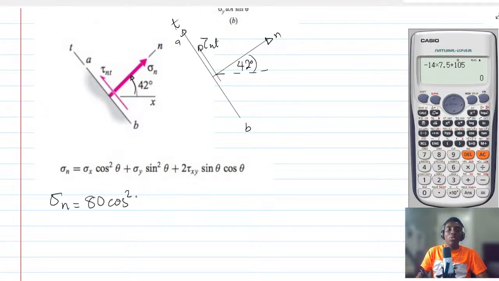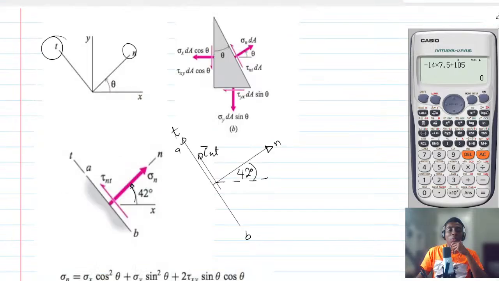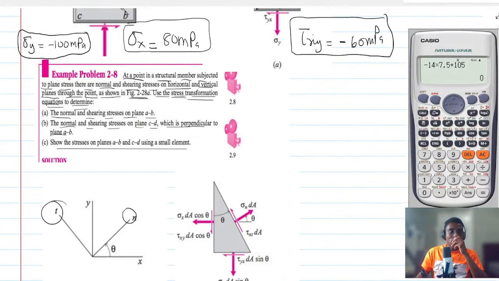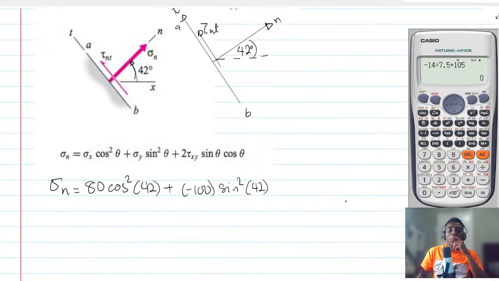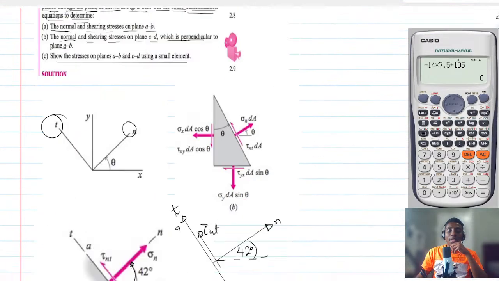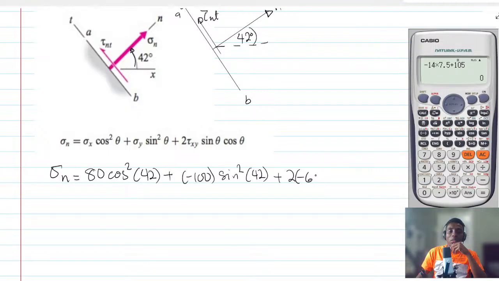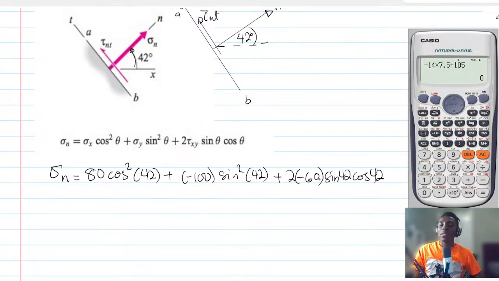Now theta is going to be 42, plus sigma y, we got minus 100. So minus 100 sine squared 42, plus 2 tau xy, the shearing stress was minus 60. So sine 42 cos 42. And what is that?